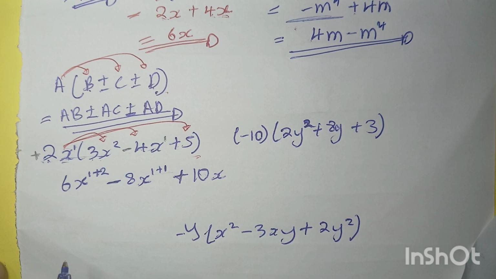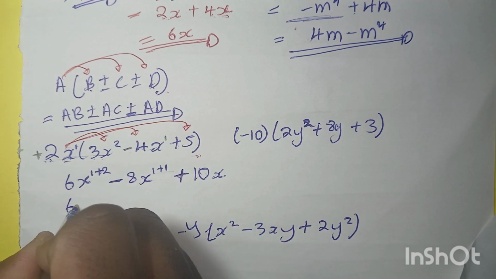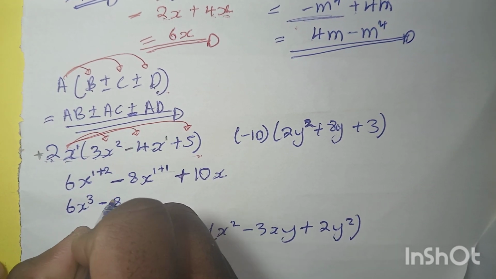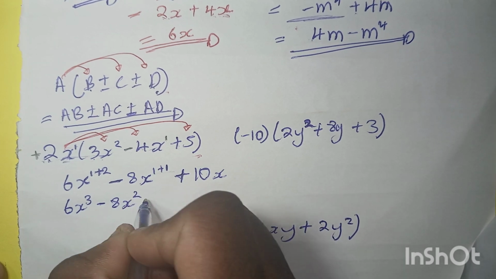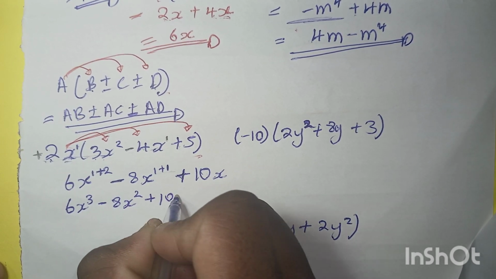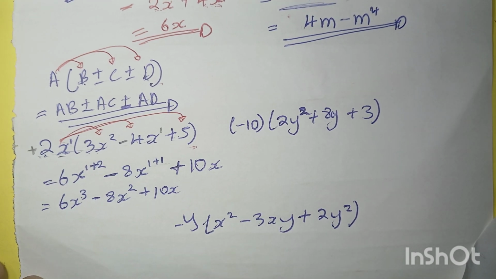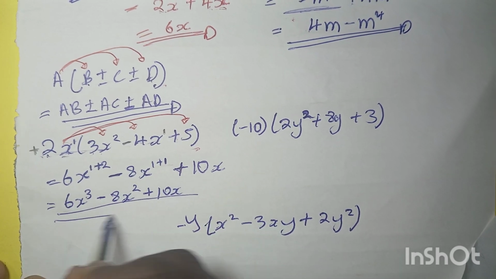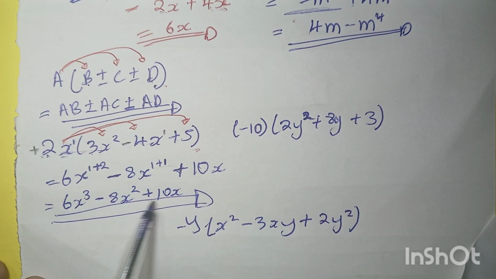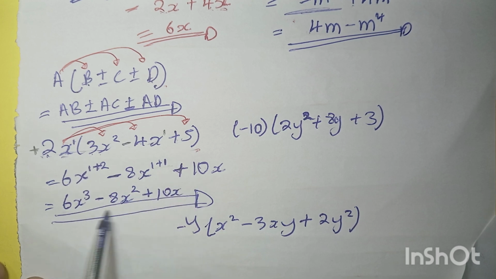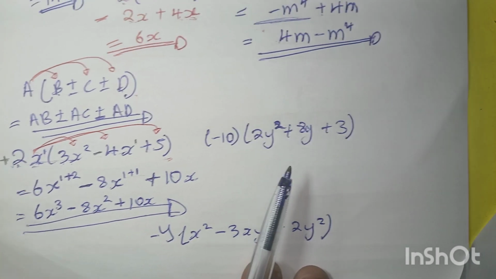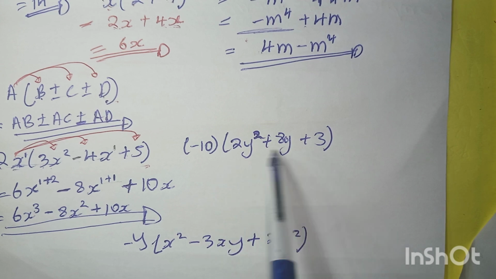Meaning now, my final answer here will be 6x³ minus 8x² plus 10x. And now I have to check, do I have like terms? I don't think so. Here, I got no like terms, meaning this one I will say is my final answer, because I got no like terms. Do you see that when I expand, I remove the brackets? Yeah. So we now check for this one.